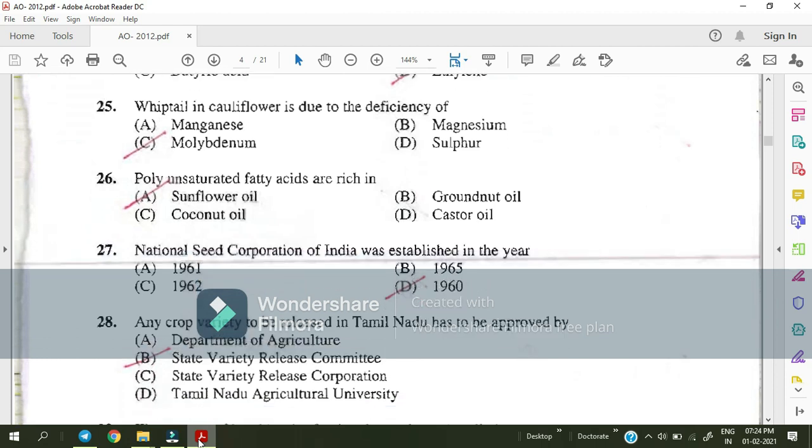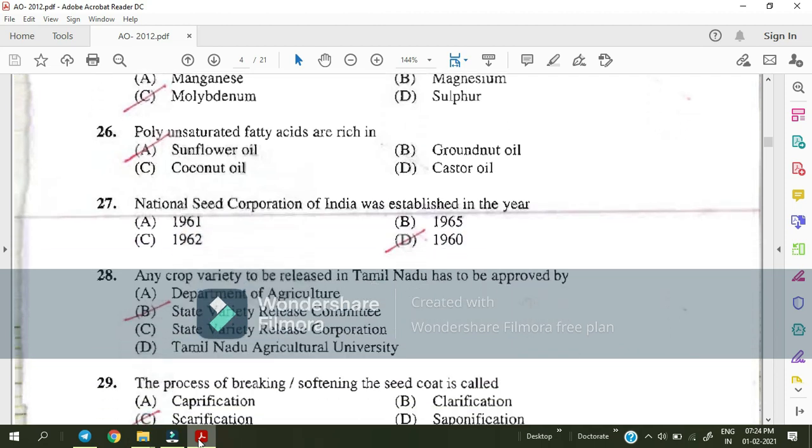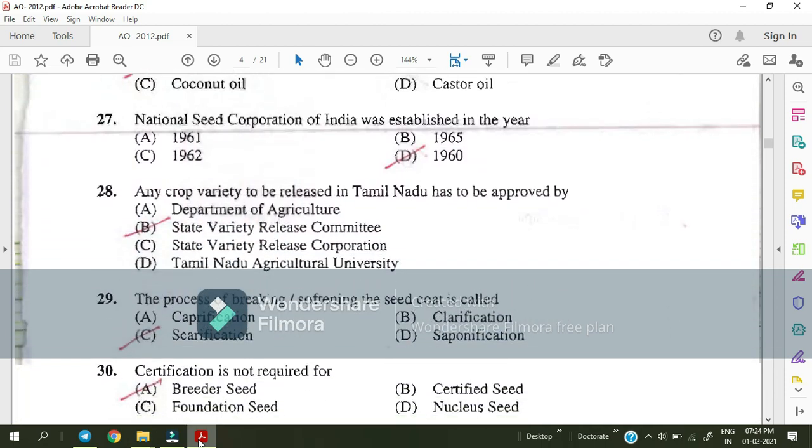28th question. Any crop variety to be released in Tamil Nadu has to be approved by the State Variety Release Committee. 29th question. The process of breaking or softening the seed coat is called scarification.